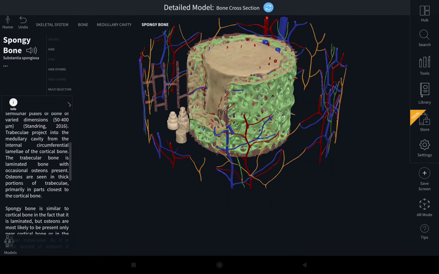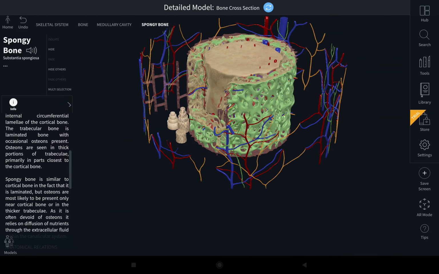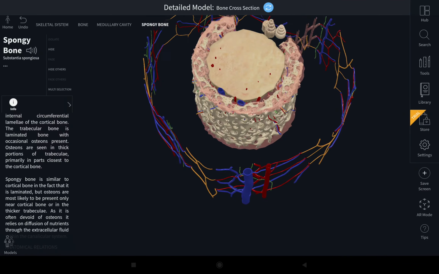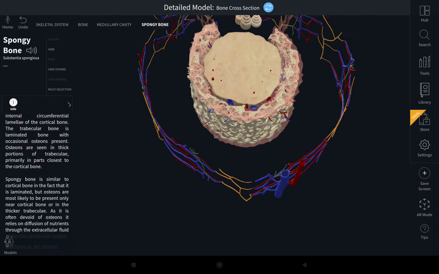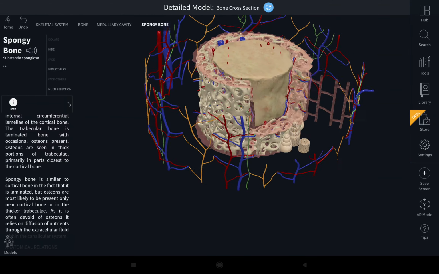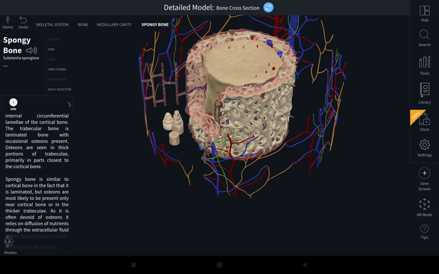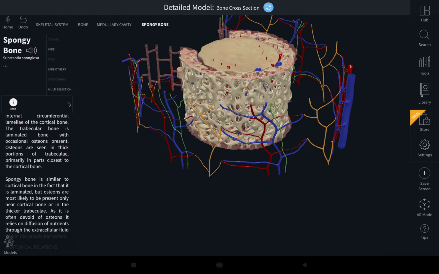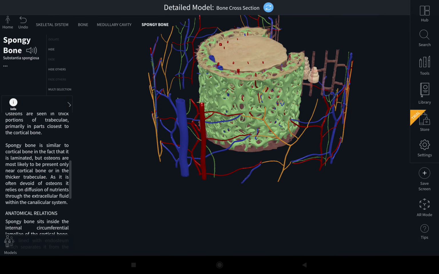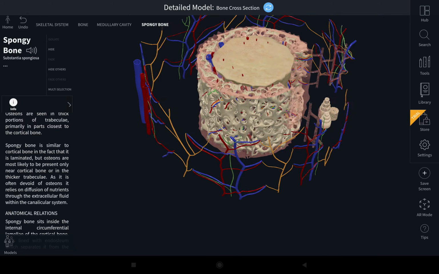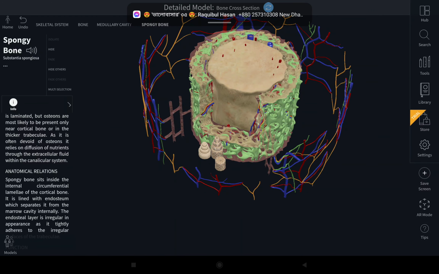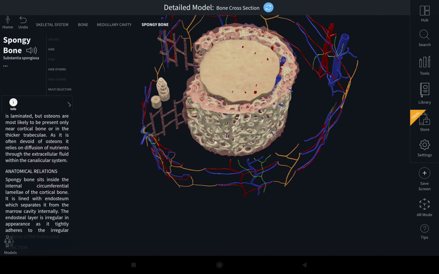Osteons are seen in thick portions of trabeculae, primarily in parts closest to the cortical bone. Spongy bone is similar to cortical bone in that it is laminated, but osteons are most likely to be present only near cortical bone or in the thicker trabeculae. As it is often devoid of osteons, it relies on diffusion of nutrients through the extracellular fluid within the canalicular system. Anatomical relations: spongy bone sits inside the internal circumferential lamellae of the cortical bone.